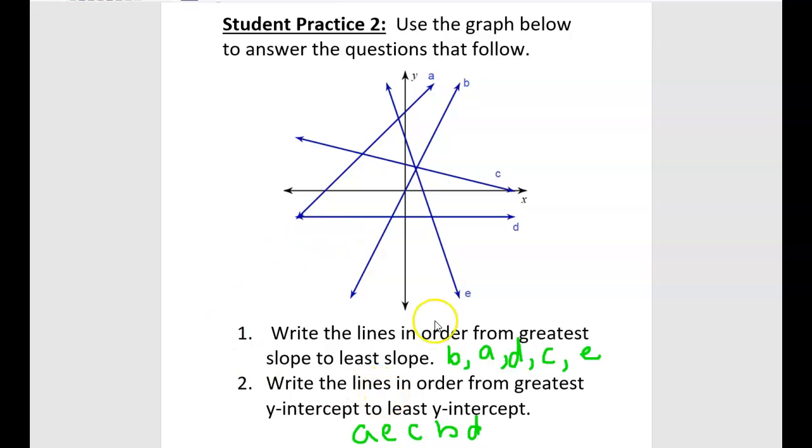Here are your solutions to this problem. B and A are the positive slopes, and B is greater than A because it's steeper. C and E are the negative slopes, and E is the most negative, in other words, the least slope up there because it's steeper than C. And then D, of course, is a zero slope. As for the y-intercepts, where they touch the y-axis, line A is the one that has the highest y-intercept, followed by E, C, B, and D.